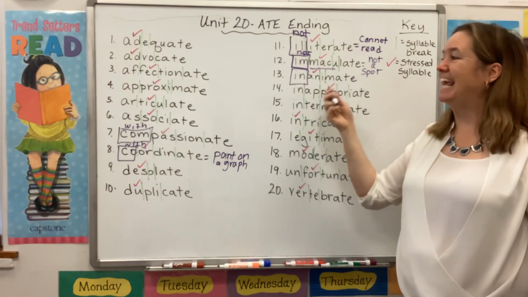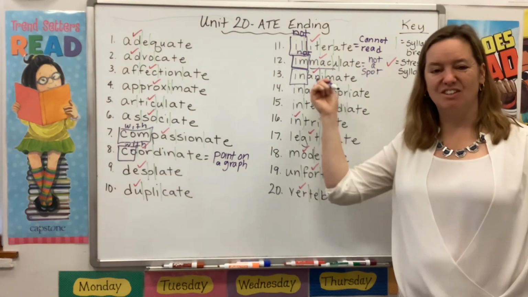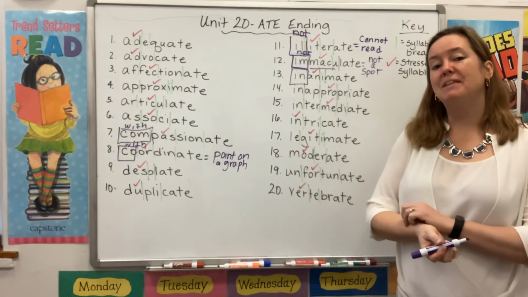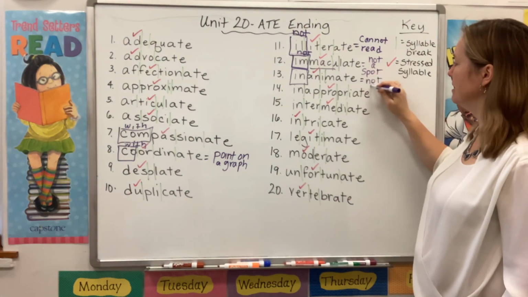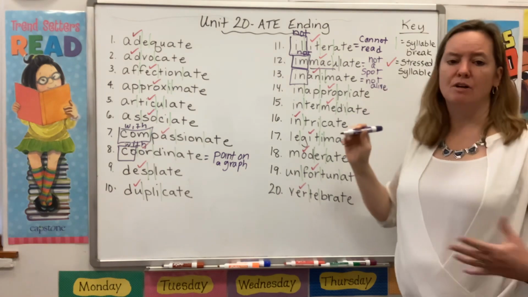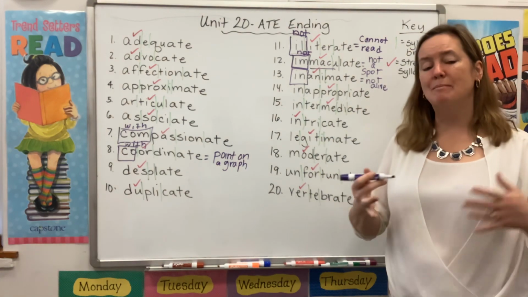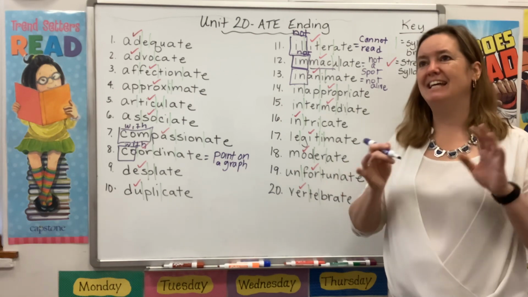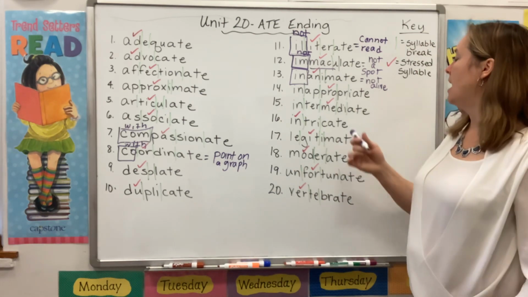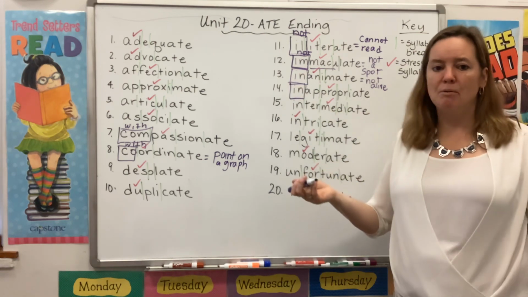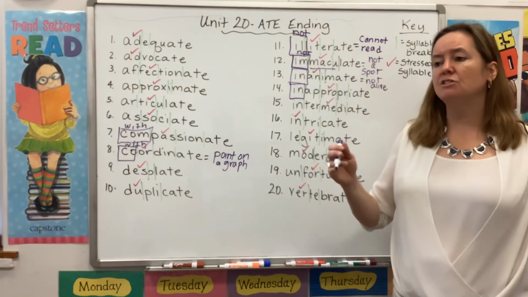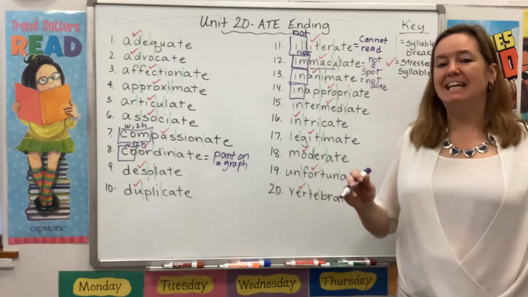So if something's animate, it's alive. It kind of looks like animal, right? If something's inanimate, it's not alive. And it's never been alive. Think of a rock or a pebble, right? That's an inanimate object. That's hard to say. An inanimate object. If something's inappropriate, it's not appropriate, right? Using swear words at school, that's inappropriate.